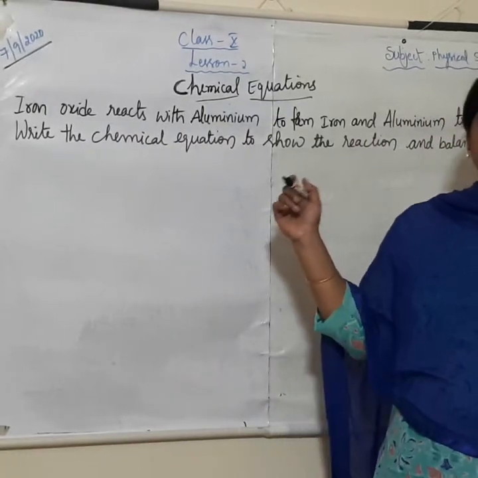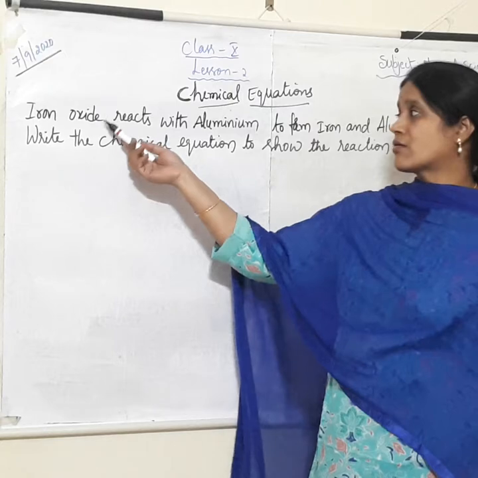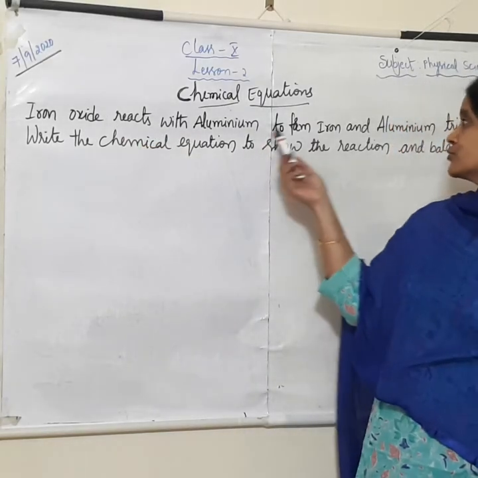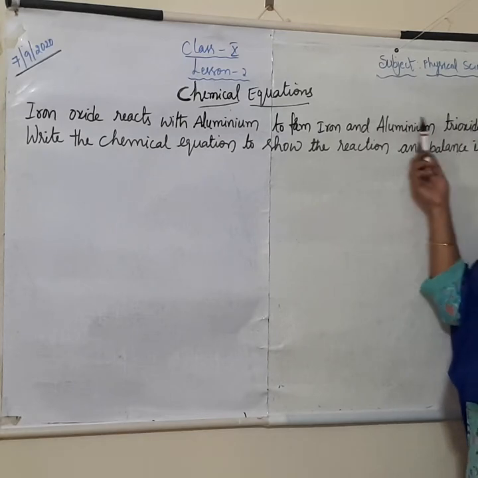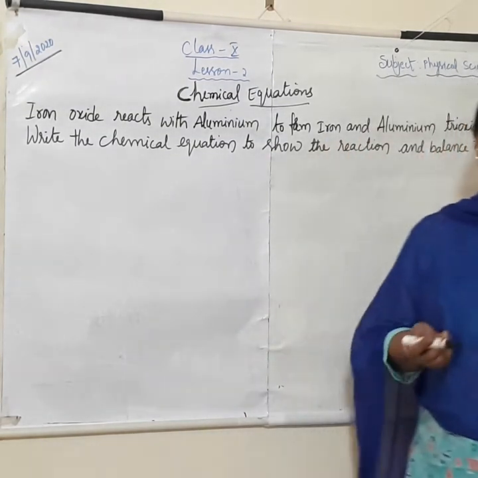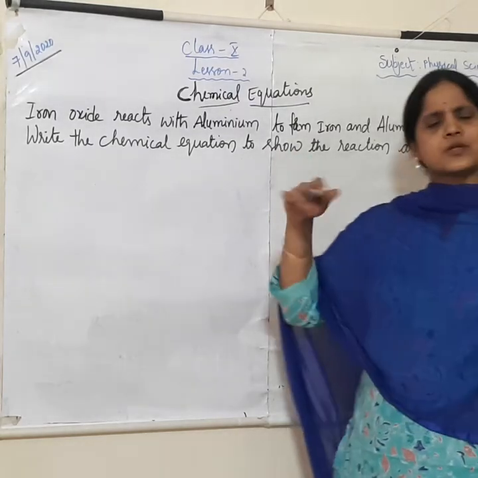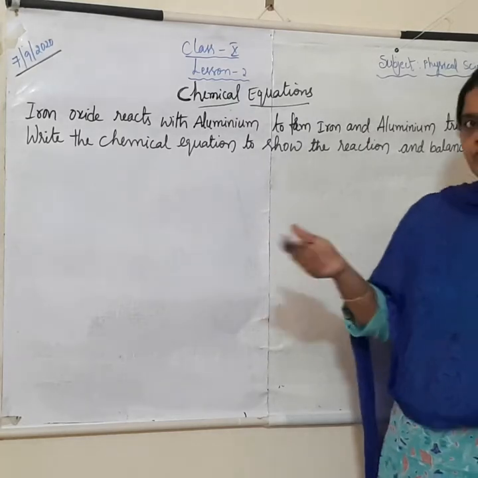One more equation, like combustion of propane. Another one: when iron oxide reacts with aluminium to form iron and aluminium trioxide. For this reaction, you have to write the equation and balance it. So they will ask like this. Sometimes they will give the chemical equation directly. At that time we don't have any problem.